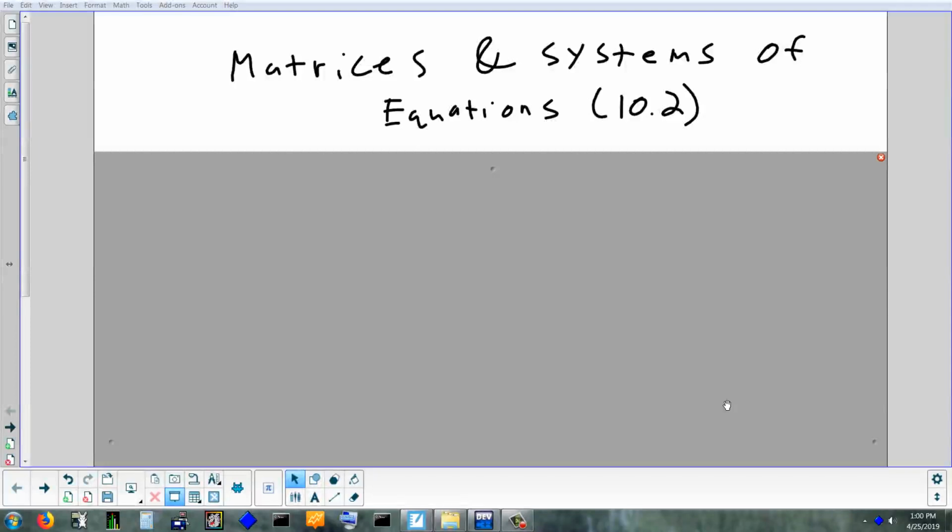The last thing we're going to look at is section 10.2. So we're going to finish up solving systems. We're just going to learn another way to solve systems. It's kind of based on elimination, but it's a very organized way to do elimination. It's very, very structured. You don't really have choices.